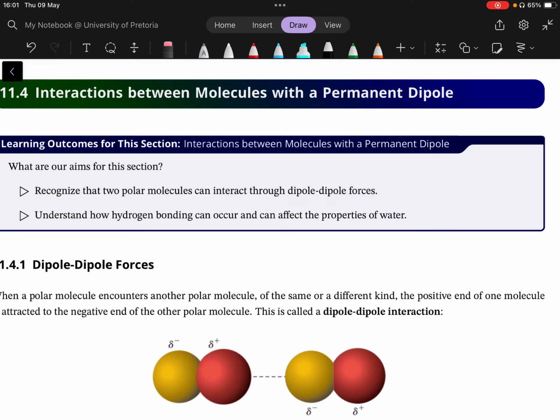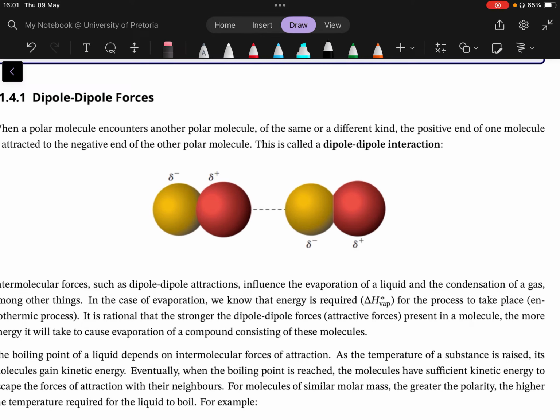Right. So that was ions with dipole moments. The only things that we can now get are molecules. So if you have two polar molecules, a non-polar molecule and a polar molecule, or two non-polar molecules, what do you call those interactions? First, if you have a polar and a polar molecule, so when a polar molecule encounters another polar molecule, we call it dipole-dipole interaction.